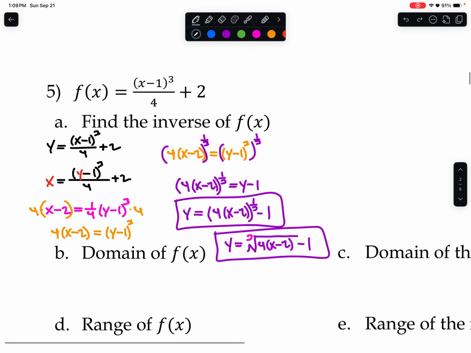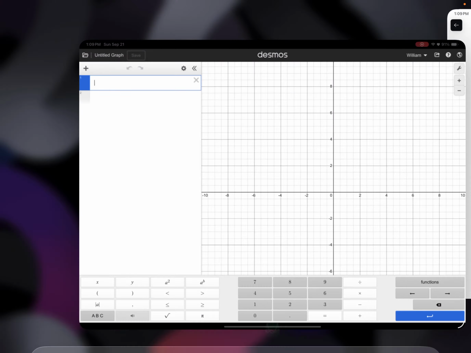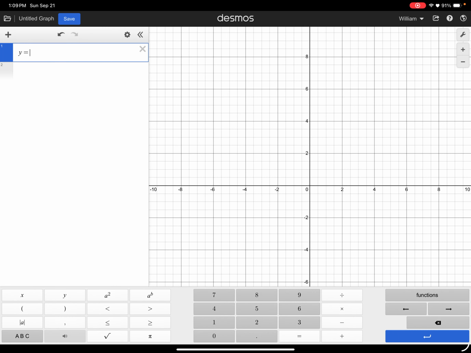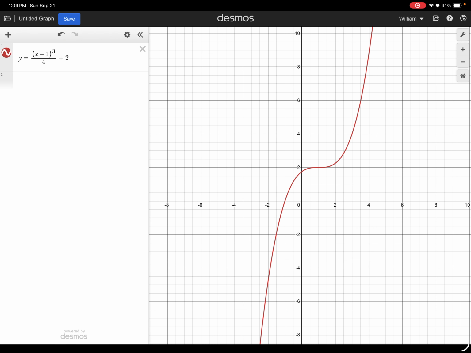You know what, I'm actually just going to use Desmos on this one, because graphing this is going to be kind of gross. Okay, so y equals, where is my graph? There it is. X minus 1. I'm going to do everyone a favor and just show you an actual graph of it. To the third, all divided by 4. And then we're going to add 2. So this is going to be our original graph.